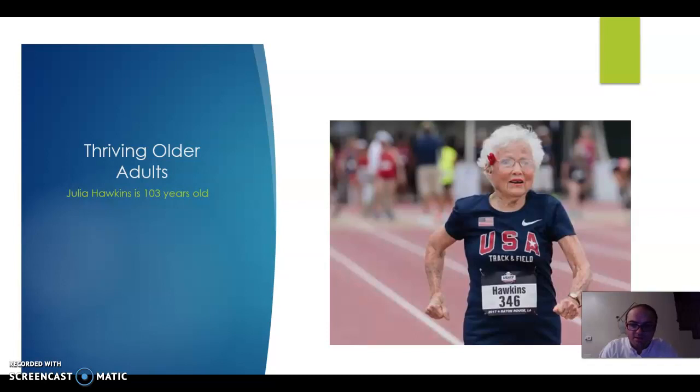So you can still thrive even though you have age. And this is a picture of Julia Hawkins, the 103-year-old who runs the 100-meter dash.